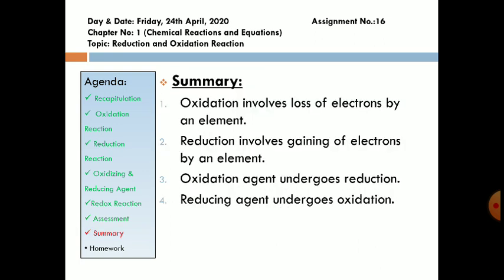Now we have come to the conclusion of today's topic, that is, the summary. Oxidation involves loss of electrons by an element. Reduction involves gaining of electrons by an element. Oxidizing agent undergoes reduction. Reducing agent undergoes oxidation.